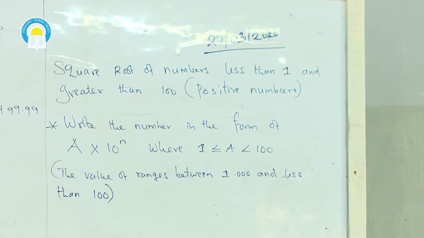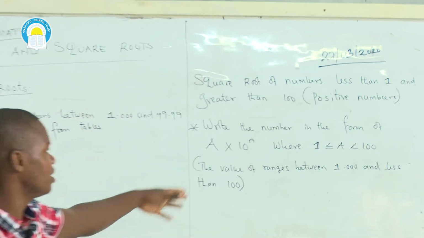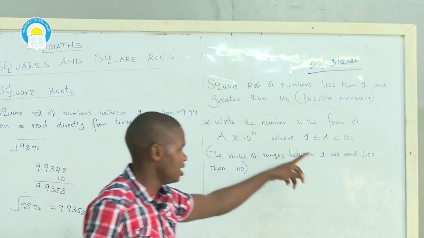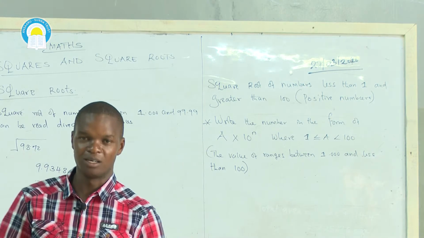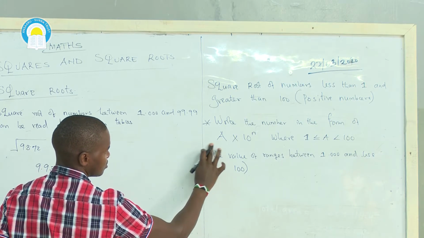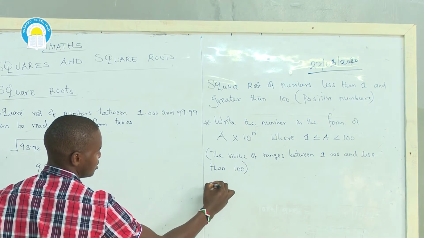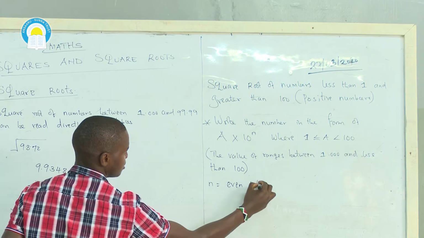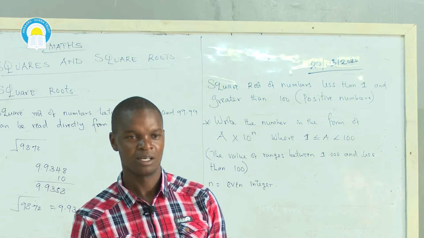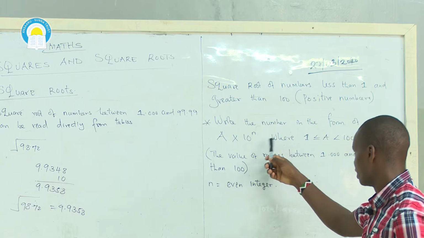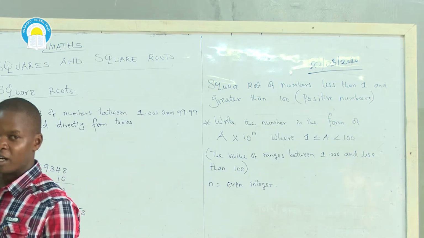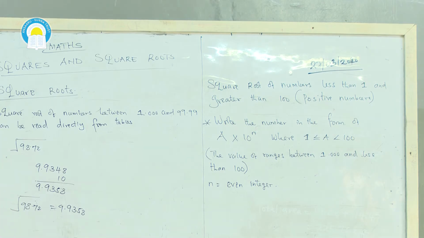So when finding the square root of a number which is less than 1 or greater than 100, this value of a should be either 1 or greater than 1 and less than 100. And the value of n must always be an even integer. So a must range between 1 and less than 100, while n must be an even integer. Now, how do we find the square root? Let us look at some examples on how to do that.